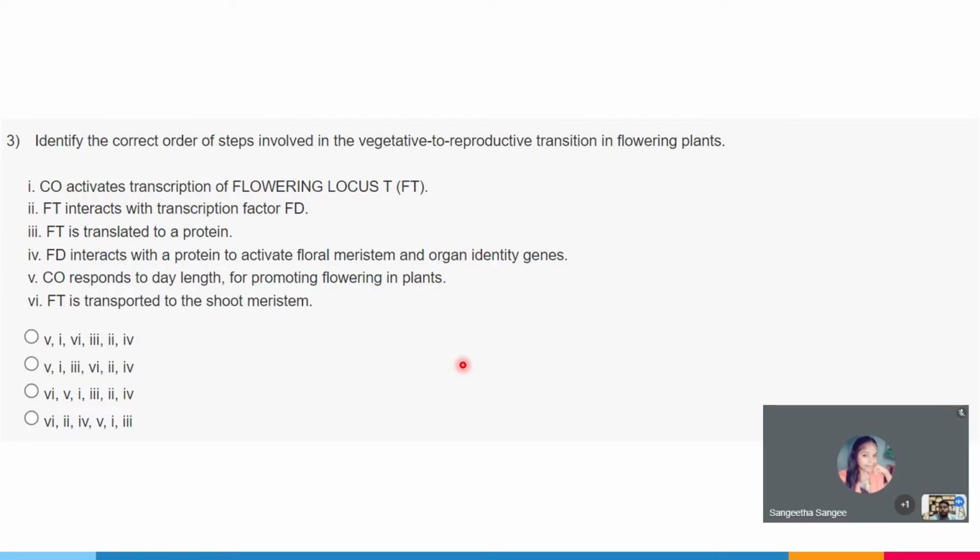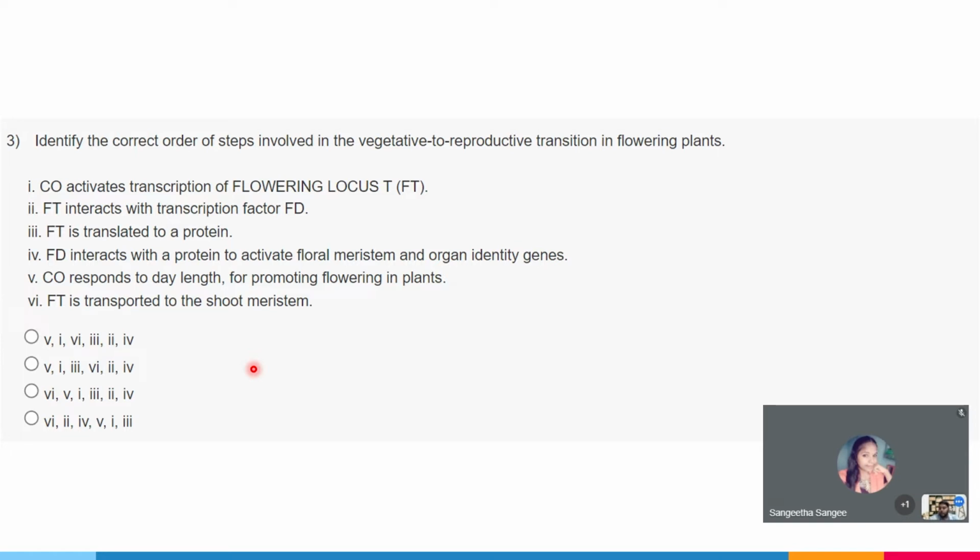So next we move into another question on flowering of plants. Identify the correct order of steps involved in vegetative to reproductive transition in flowering plants. So what exactly are the steps which initiate the transition from the plant producing only leaves and branches to it producing flowers? We have 6 options that we have to put into the correct chronological order, forming the exact pathway in which the transition occurs from vegetative to reproductive phase.